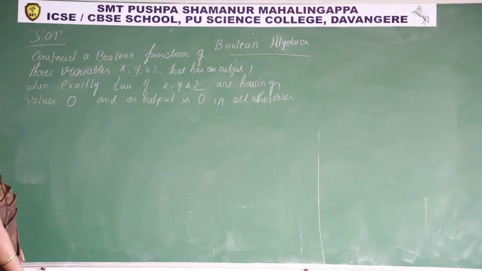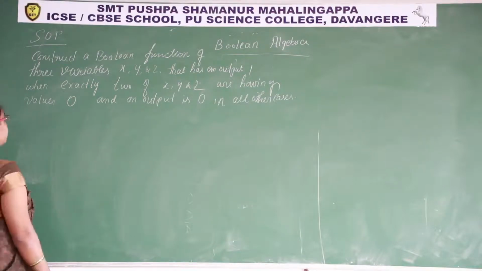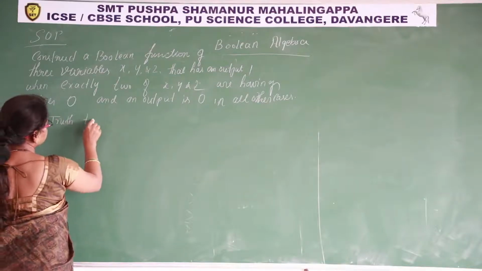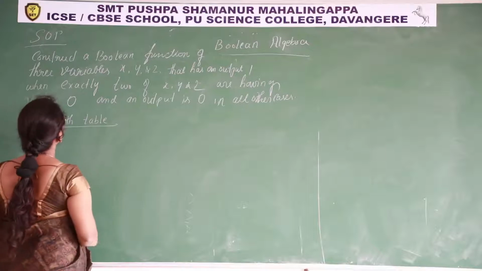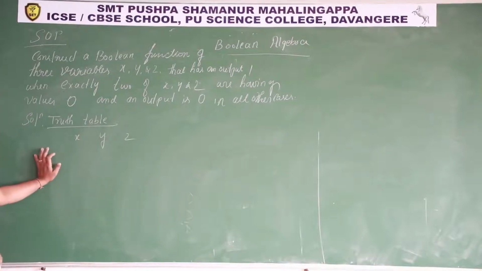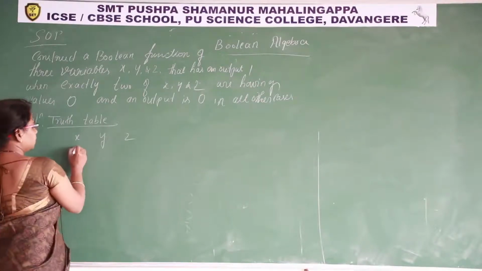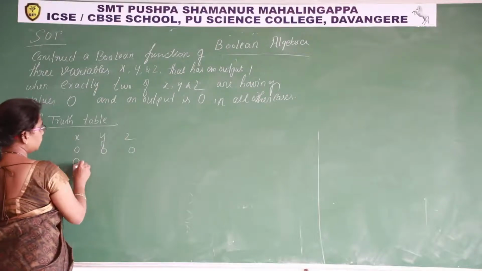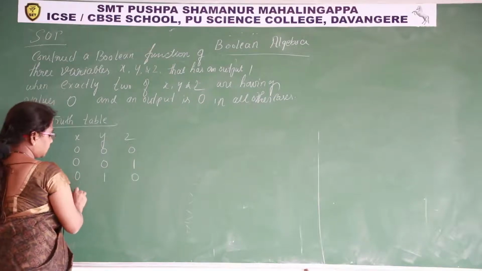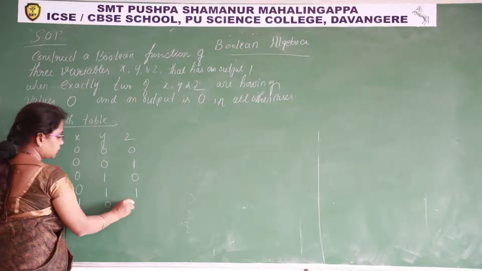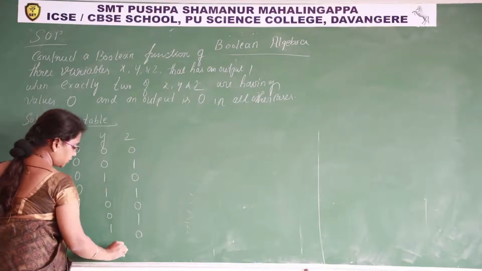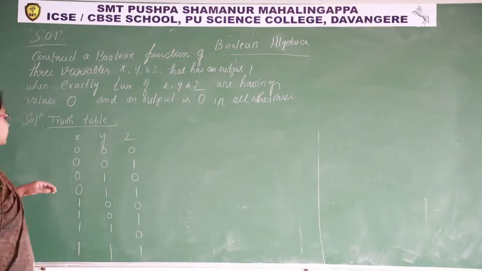See here. First we must construct a truth table of three variables x, y and z. Three variables means how many combinations will we get? 8 combinations: 000, 001, 010, 011, 100, 101, 110, 111. So we have 8 combinations here.